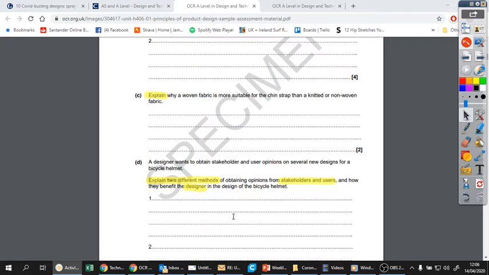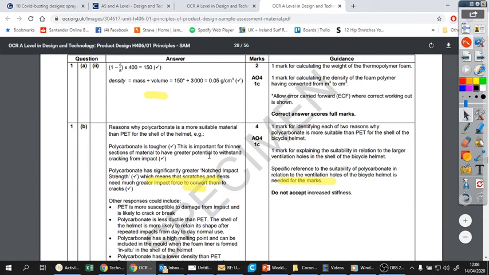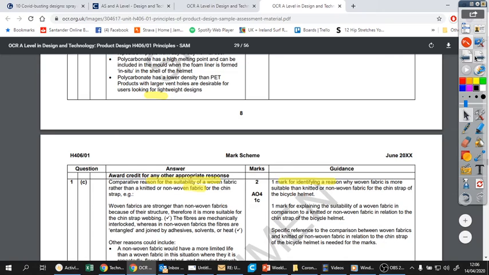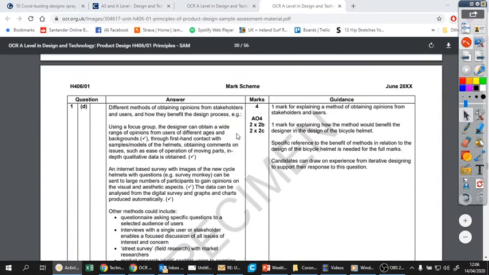Okay? And then, how would they benefit the designer? So then you've just got to say, why does the designer want this information in the design of the bike helmet? Oh, well, if they got a large survey of a large amount of people, then they'd know what their target market is. Then they would know what they were looking for. Okay? Now, the answers they kind of gave were these ones. Let's have a look.